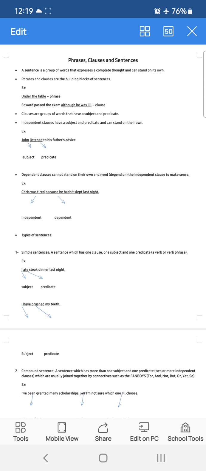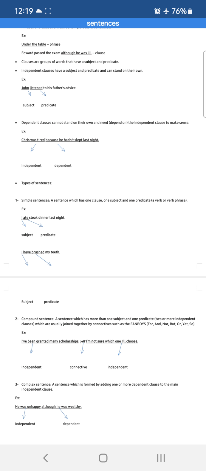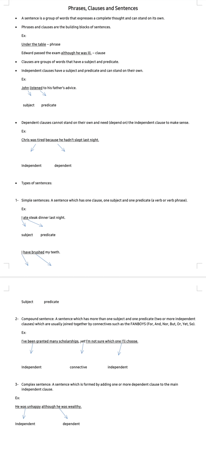Okay? So that's independent clauses, then dependent clauses. Now, like we said, phrases and clauses build up our sentence. So now we know the two types of clauses that we have. Let's see what kind of sentences they can make. Okay, a simple sentence. Very nice and simple, okay? It is a sentence which has one clause, one subject, and one predicate, which can be a verb or a verb phrase.